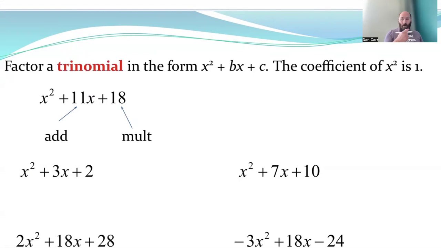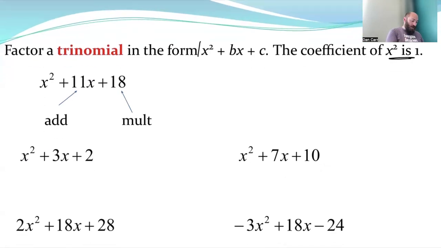So if they're in this format where x squared plus bx plus c, and notice that the number in front is a 1, the shortcut of this is we're looking at what adds to the middle number and what multiplies to the final number. The reason why is, let me look at this, for example.